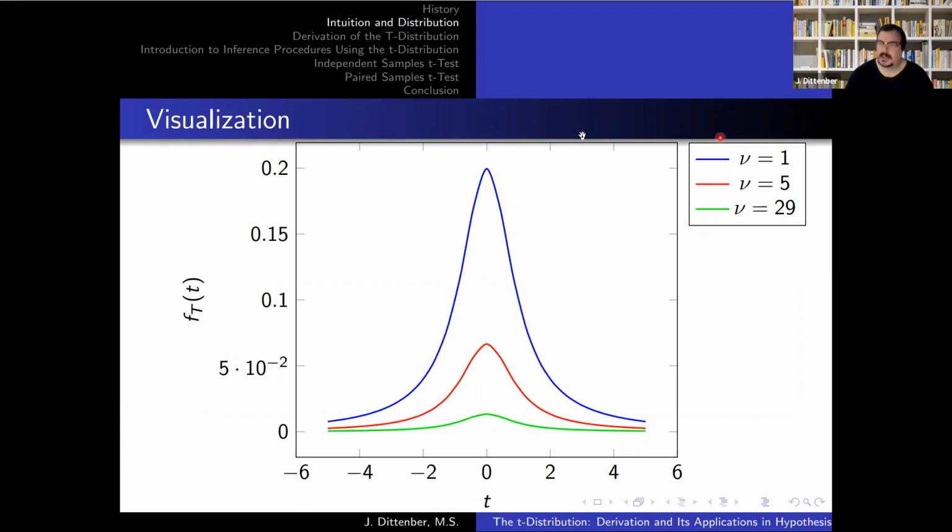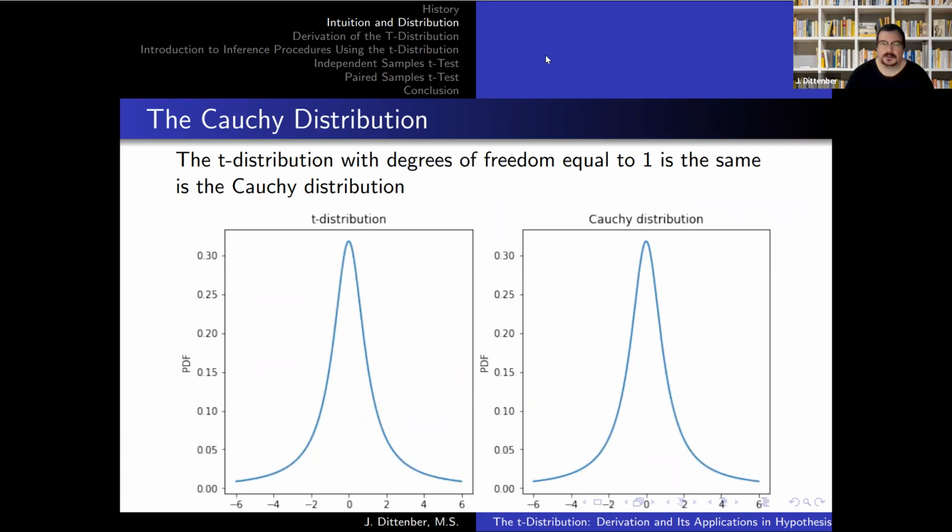Okay. Next, I just want to make a comparison here between the t distribution when the degrees of freedom is equal to 1, so that's this graph here, and the Cauchy distribution. And you can see that they're precisely the same. So when the t distribution has degrees of freedom equal to 1, it is in fact simply the Cauchy distribution.